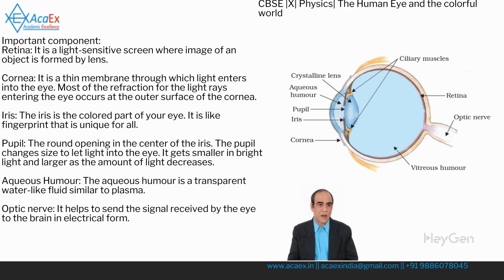The retina is a light-sensitive screen where the lens forms an image. The cornea, a thin membrane, allows light entry and handles most refraction. The iris, unique like a fingerprint, surrounds the pupil, which adjusts to light levels. Aqueous humor, a plasma-like fluid, and the optic nerve transmit signals to the brain.